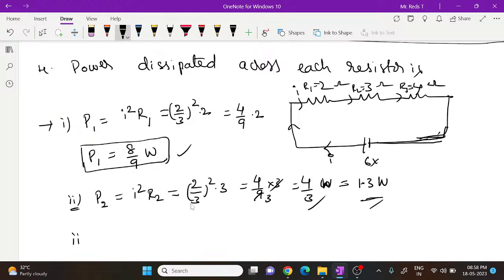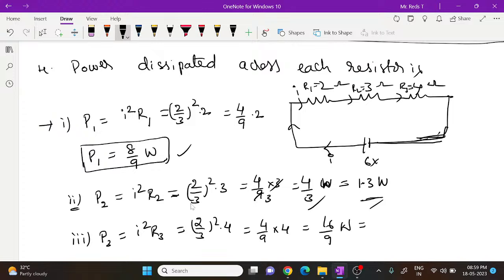Then the third part of this: power dissipated across the third resistor, P3, is equal to I square R3, which is 2 by 3 square into R3, which is 4. So it is 4 by 9 into 4, 16 by 9 watt. Now, how many times does 9 go into 16?